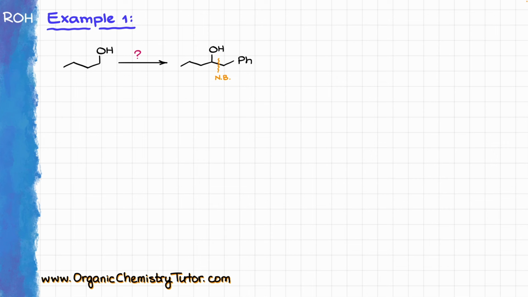So, thinking about this transformation retrosynthetically, I know that my precursors to this final product here would be an aldehyde looking like this and benzyl magnesium bromide as my Grignard reagent. Now, something that I want to point out, as I have mentioned before in my other tutorials, the carbon count is always a very important thing.